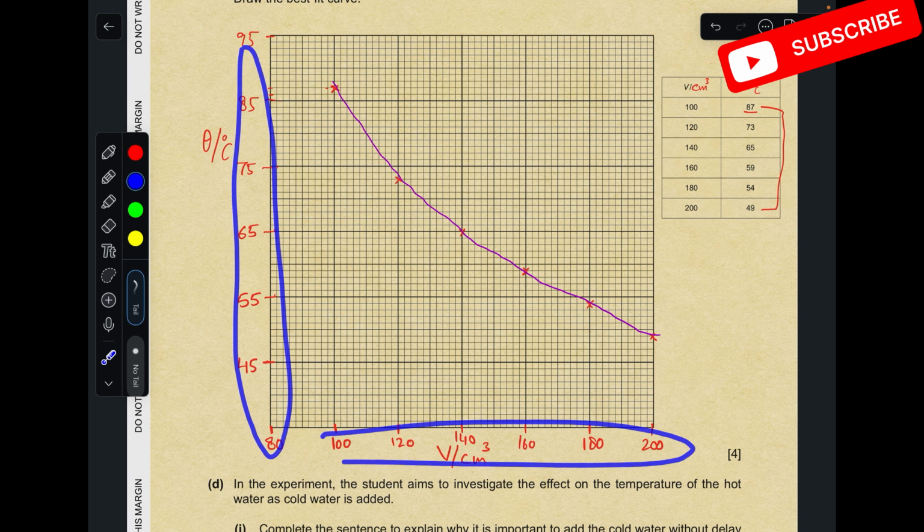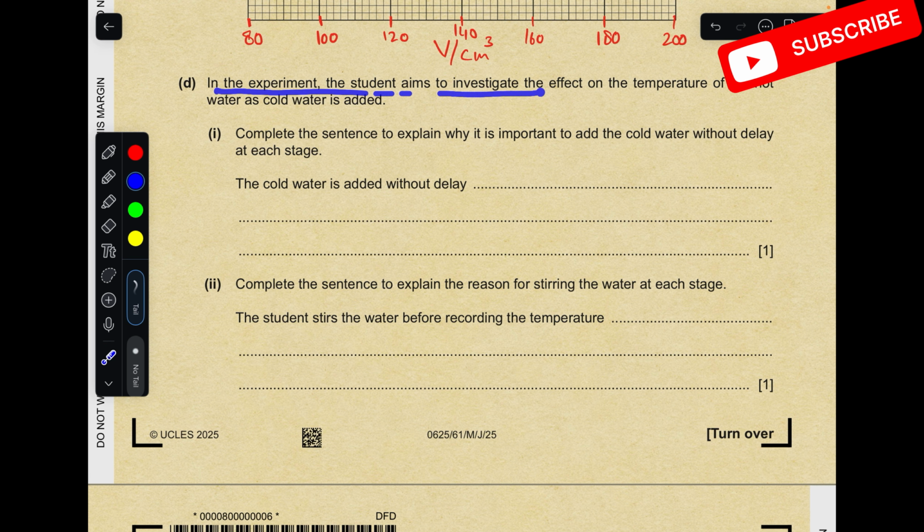In part D, in the experiment the student aimed to investigate the effect on the temperature of the hot water as the cold water is added. Complete the sentence to explain why it is important to add the cold water without delay at each stage. They were telling in the question that she is adding the cold water without any delay. Why? Because if you delay, the temperature of the hot water will change.